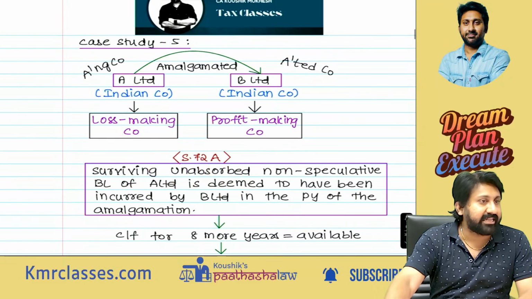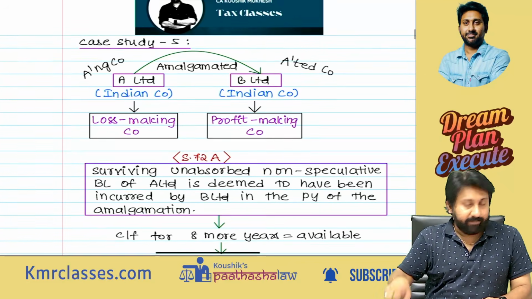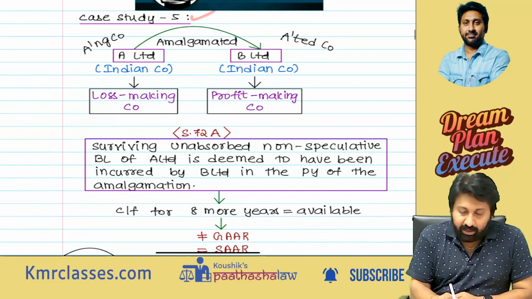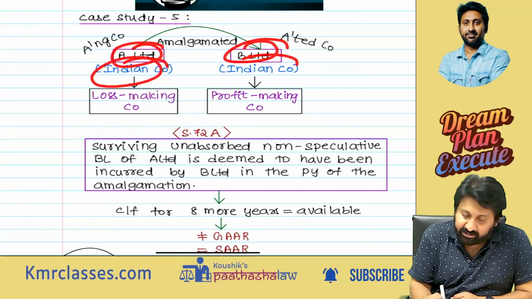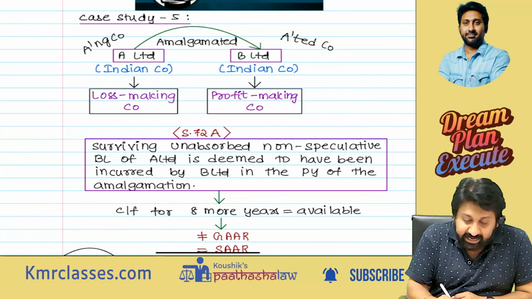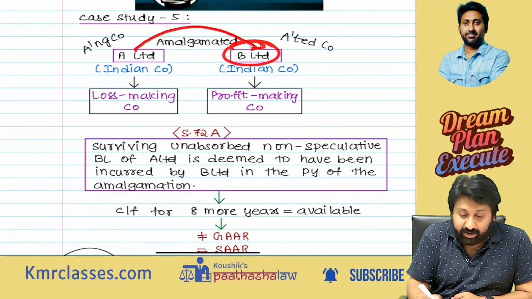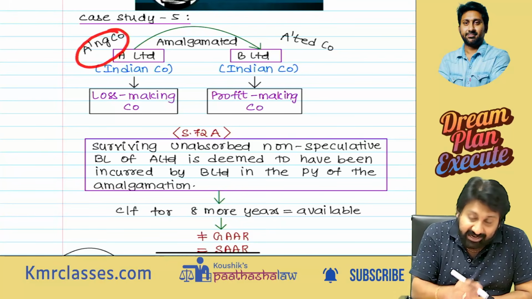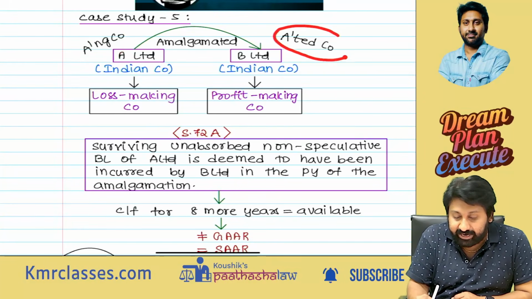Next one, case study number 5. A Limited is an Indian company. B Limited is also an Indian company. A Limited is getting amalgamated with B Limited. A Limited is called the amalgamating company. B Limited is called the amalgamated company.